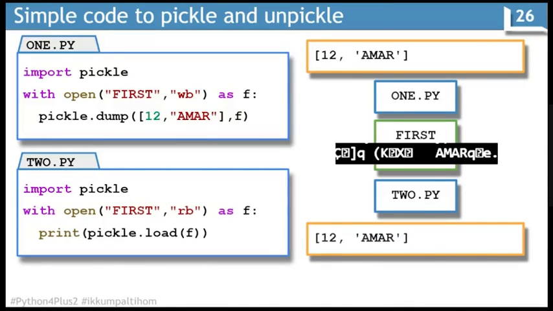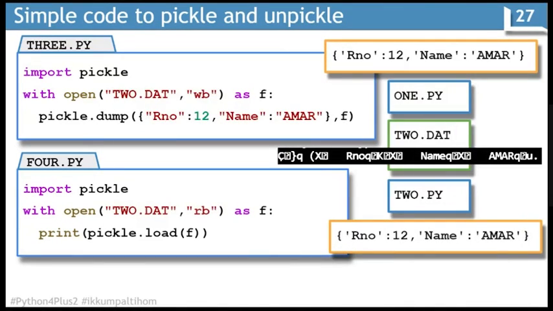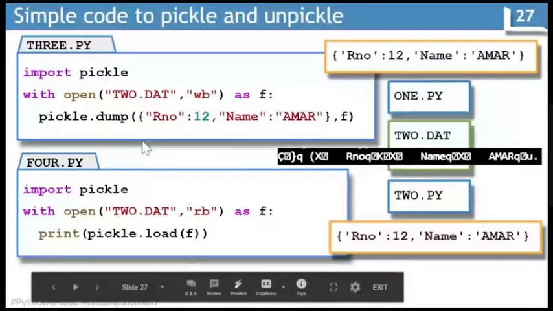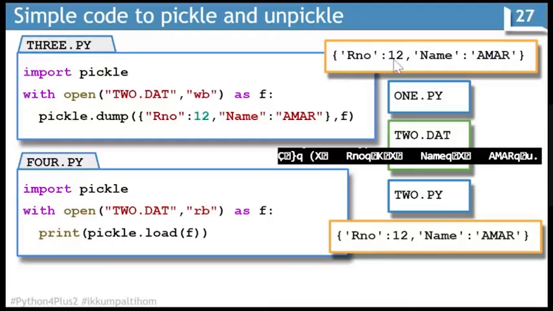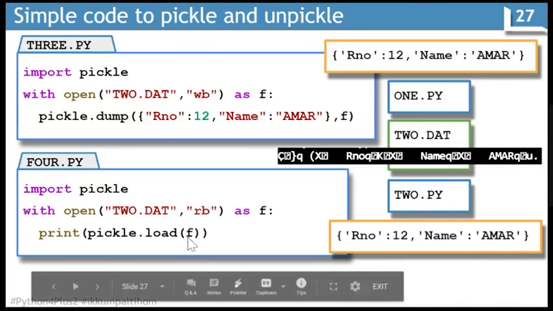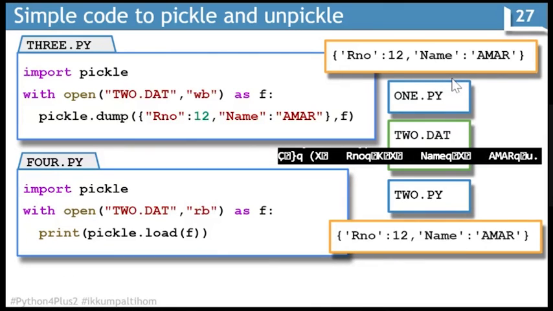unpickling from the file. This is another example where, instead of a list, we are dumping the content of a dictionary and retrieving back the content of the dictionary. So you can see roll number and 12 is a key value pair. The second key value pair is name and Amar. When you pickle it, the data will be saved in the file in this manner. And when you unpickle it, your data will be retrieved back exactly in the same manner as it was created.